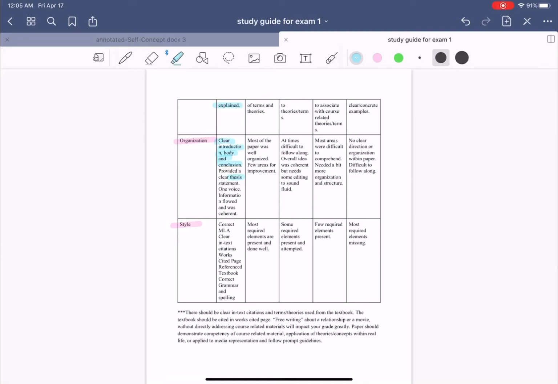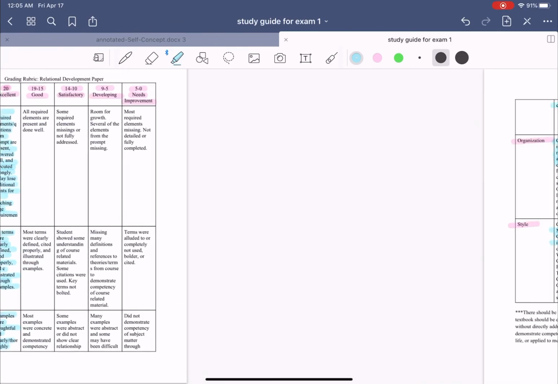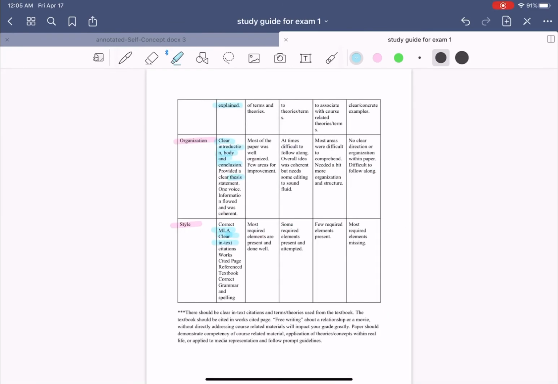And then last but certainly not least, we have style. So we should be using correct MLA format, in-text citations. Not only go with the application of key terms and examples, but it also goes with the style. There should be a works cited page, references, you should be referencing the textbook, grammar, and spelling.